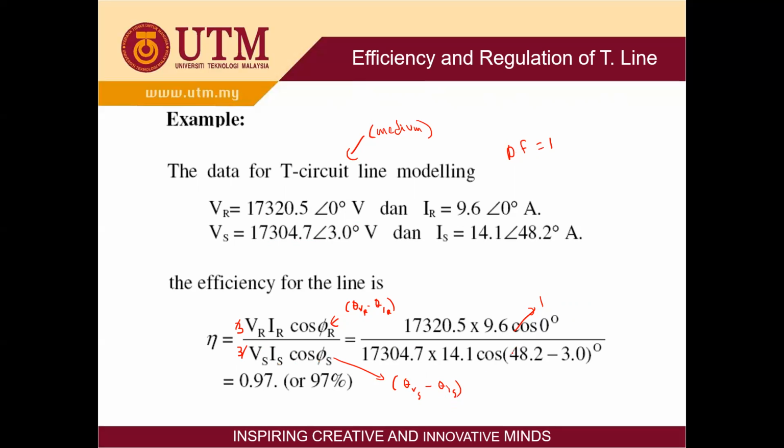Which is 48.2 minus 3. Sorry, this one should be 3 minus 48.2 degrees. It should be like this. Okay, so the answer I think is correct, 97%. Meaning that this transmission line is also very good, meaning that there are almost no losses.